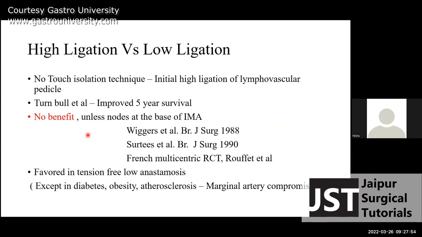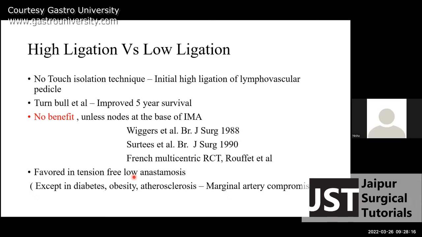High ligation of the IMA is favored when we need a tension-free anastomosis, because they say that high ligation of the IMA will give an extra 2 to 3 centimeters of length, and that will help us obtain a tension-free anastomosis. And the supply to the rest of the colon will be maintained by the marginal artery of Drummond.